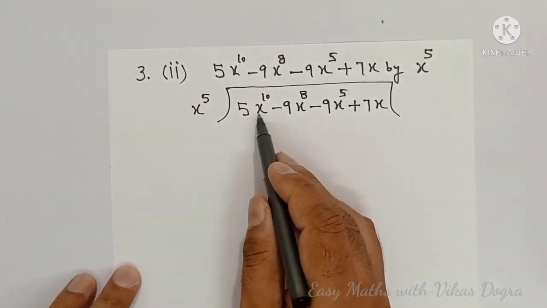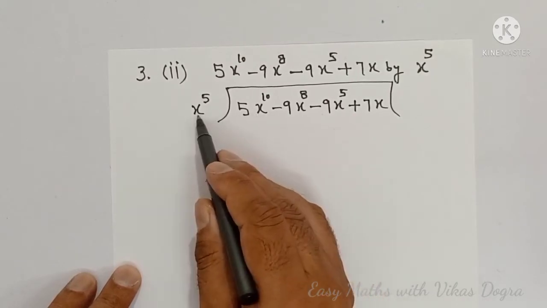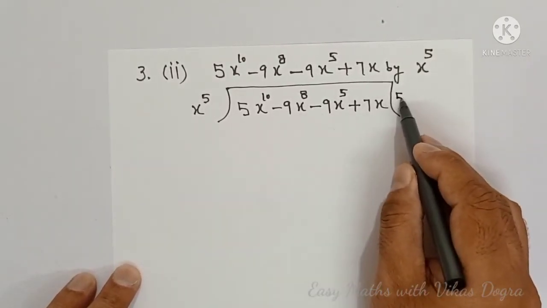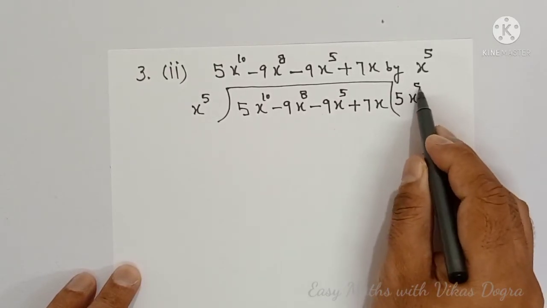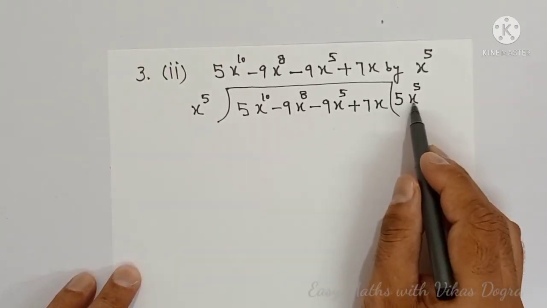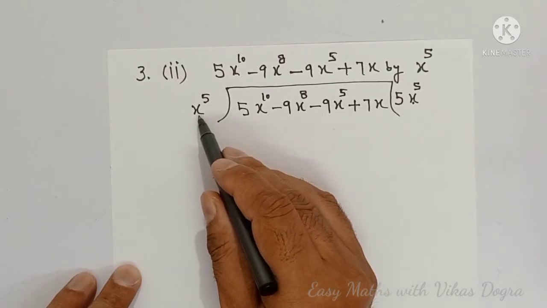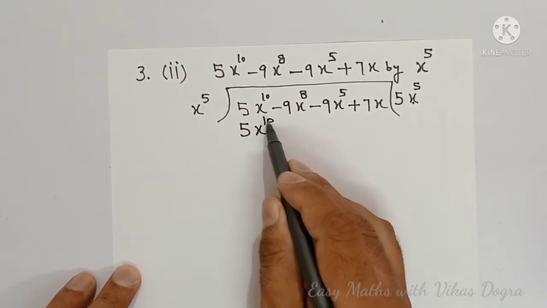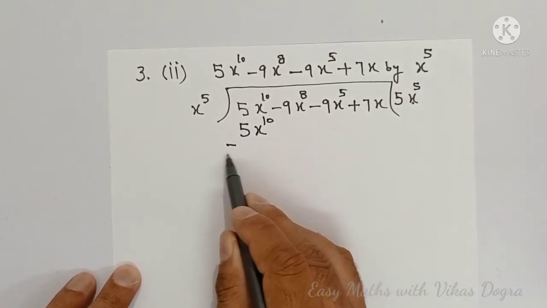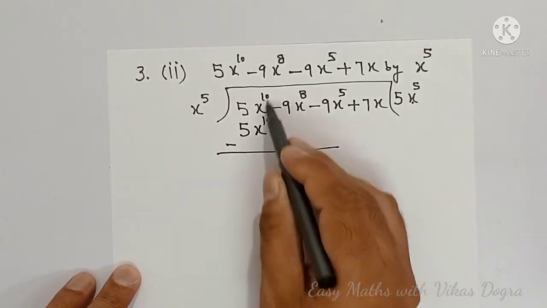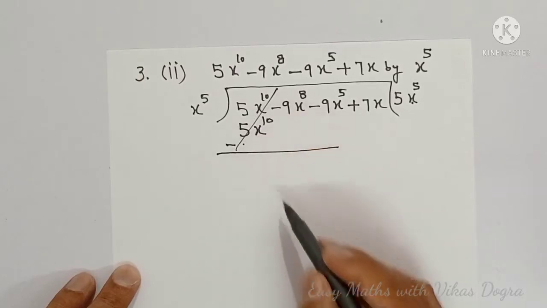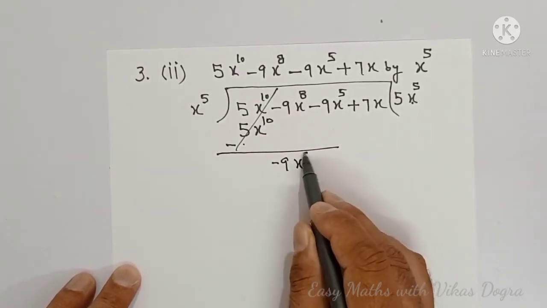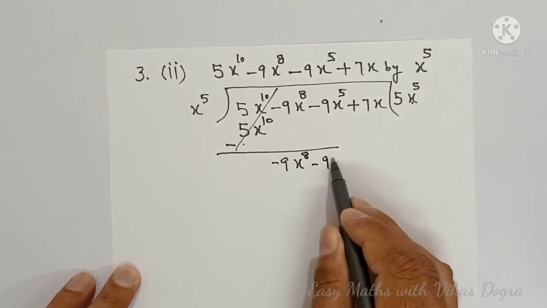In rough work, you should divide 5x power 10 with x power 5. What will it become? It will come 5x power 5. You can check by dividing. 5x power 5 multiplies x power 5, 5x power 10. This is a plus, it will become minus. This is cancelled because one term is of plus, one is of minus. So whatsoever is left, that you should write.